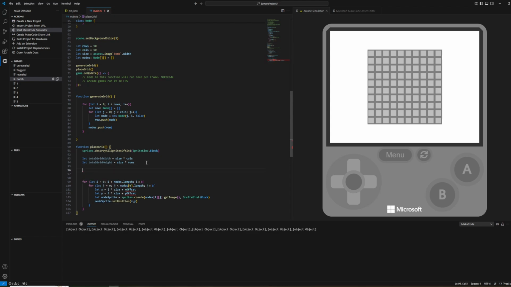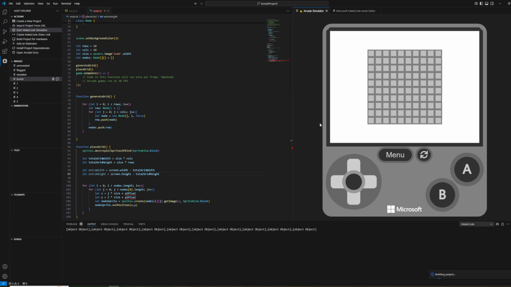So let extra width equal screen.width minus total grid width. So that's going to be basically the total screen minus the width of just the grid portion of it. And then we're going to do the same thing with height, extra height equals screen.height minus total grid height. So now I'm getting all the white space above and below, or all the extra white space here.